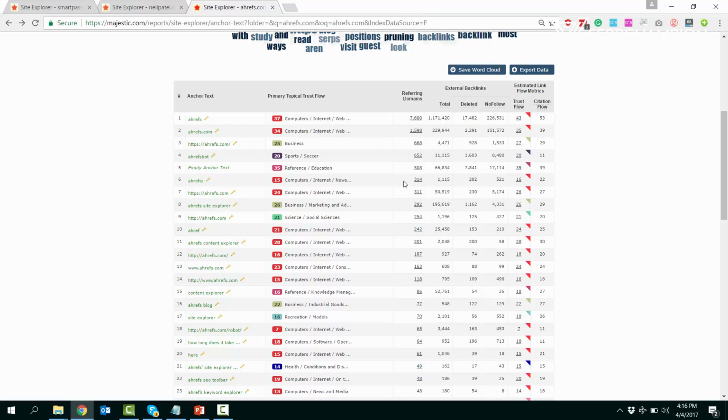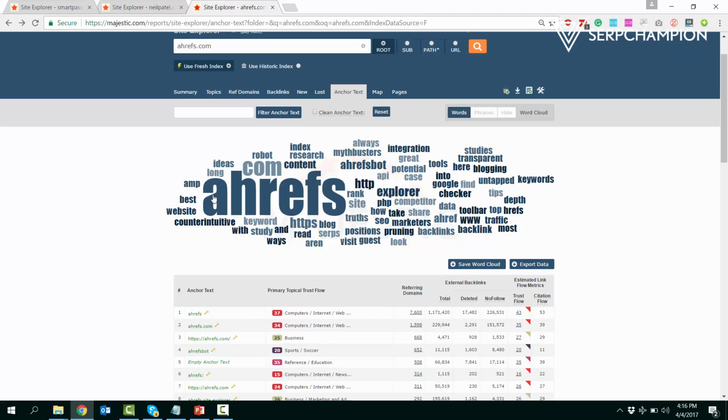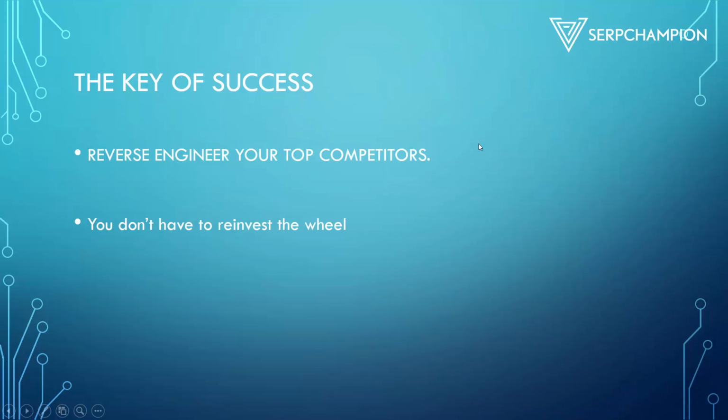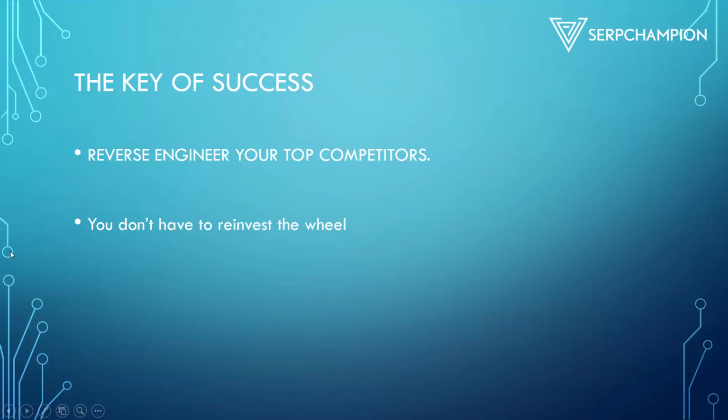Like when I analyze my clients' sites or when I get audits or consultations, I can see that a lot of people get this wrong already. So keep it natural with your anchor text and reverse engineer your top competitors. That's the best thing you can do, okay? So the key of success obviously is reverse engineer your top competitors or the people that have success in your market. You don't have to reinvent the wheel, not reinvest the wheel. But maybe it's even reinvest. You don't even have to reinvest in inventing the wheel. You know what I mean?